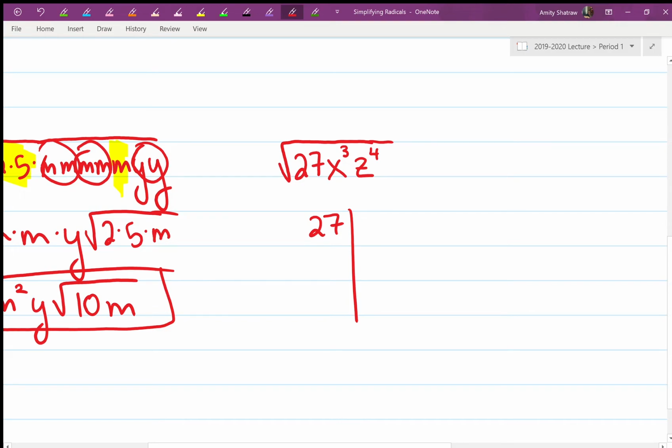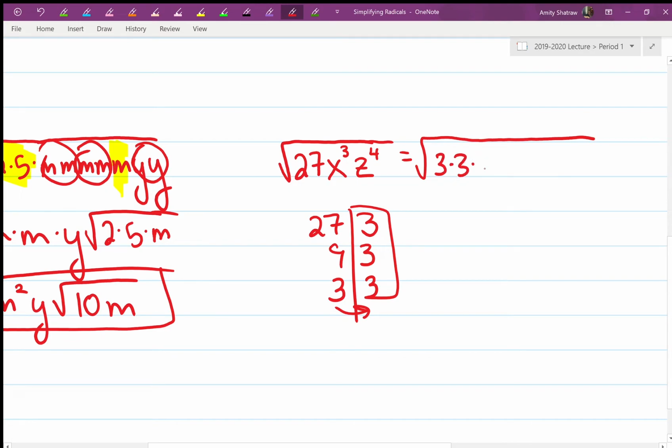So what is 27 divisible by? It is divisible by 3. 27 divided by 3 is 9, which is still divisible by 3, which is still divisible by 3. 3 cubed is 27. So if I'm playing the little getting married game, I have a 3 and a 3 and a 3, and an X and an X and an X, and a Z and a Z and a Z and a Z. That's a lot of Z's. I get it. It's a lot.